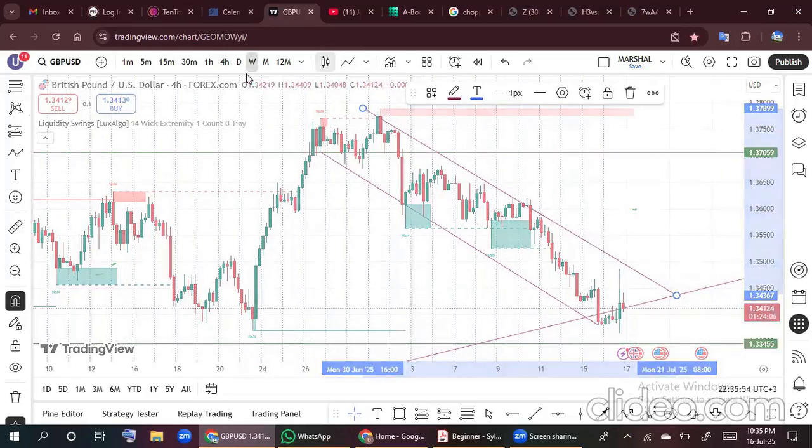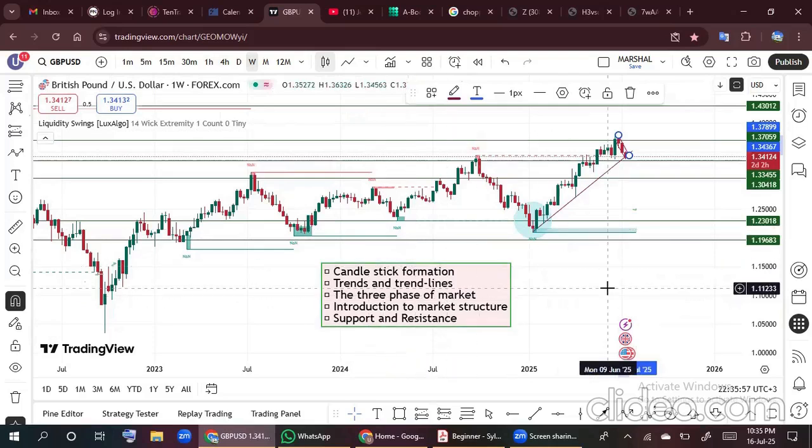Trend lines, trends and trend lines. So we know the trends, the uptrends, downtrends, and consolidation, choppy market, all of that. So we did that yesterday.